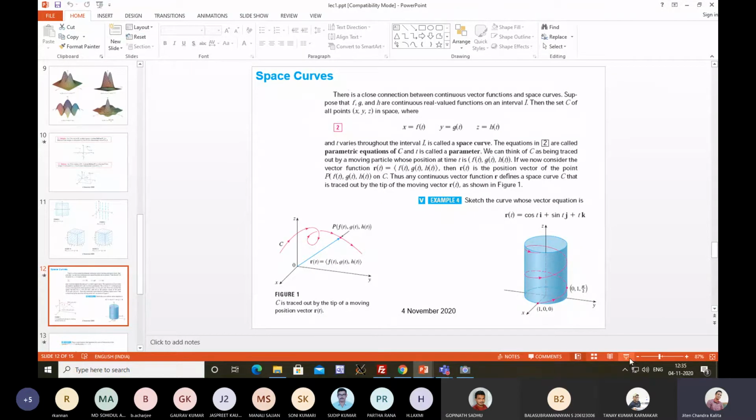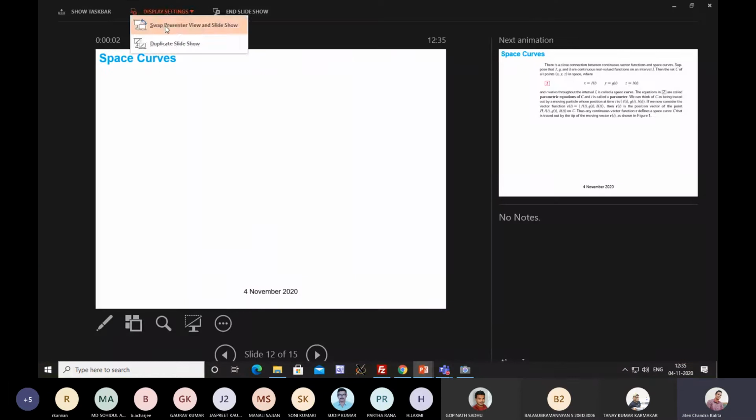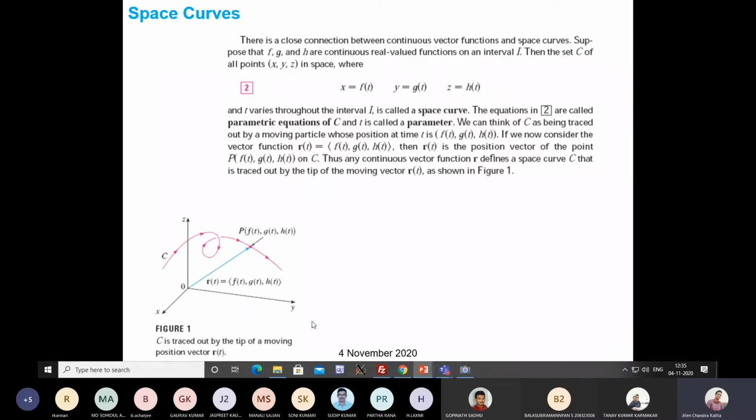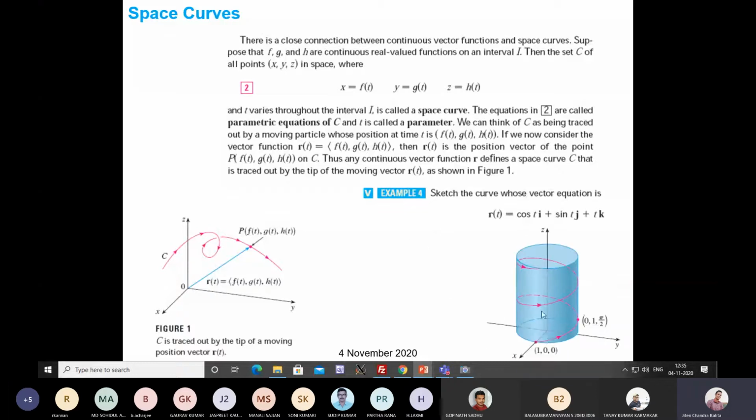For example, you see this I have already defined, and of course here t is called a parameter. It is going to look like this. This is the way you have sketched the curve whose vector equation is given by this, which I have already shown to you.